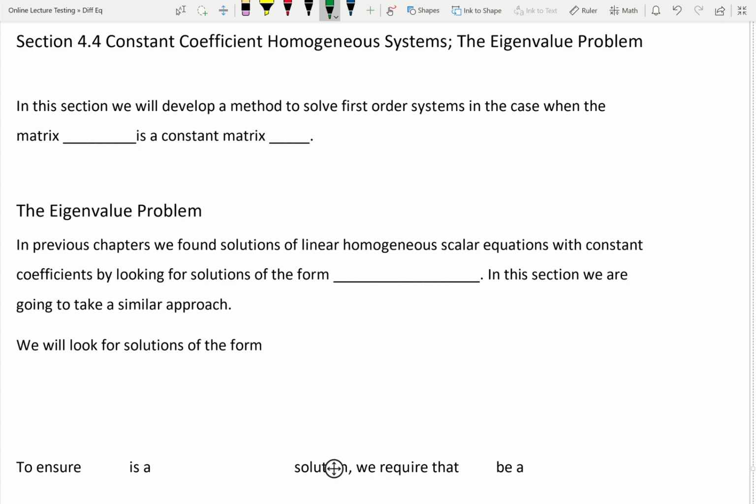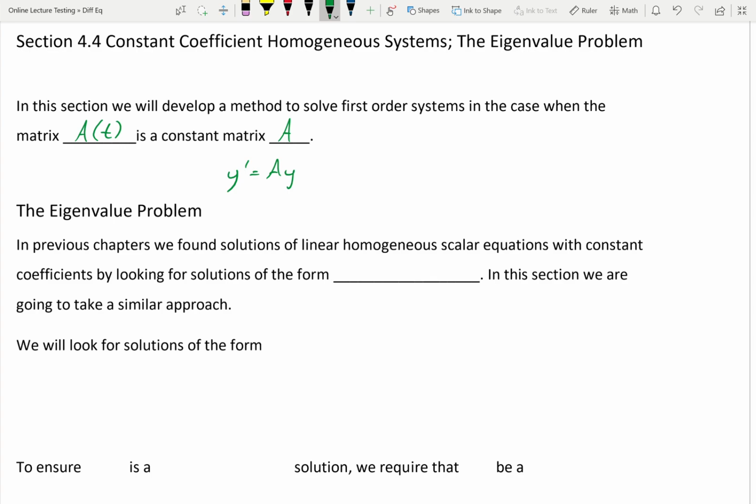So, all right, today we're going to cover section 4.4, which is the constant coefficient homogeneous systems. The big thing out of this is the eigenvalue problem. So in this particular section, we will develop a method to solve first order systems in the case when the matrix A of t is a constant matrix A. So it's only going to have constant values. There's not going to be any functions of t in there. And so we will be dealing with y prime is equal to A y. Again, this is a homogeneous system, so we don't have a plus g matrix out there with that.